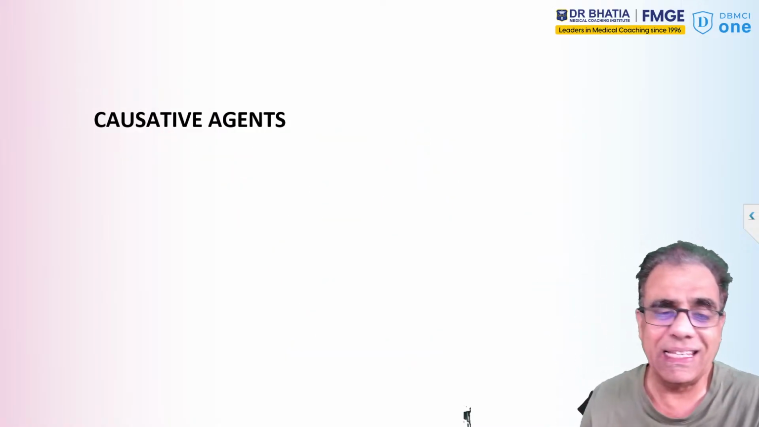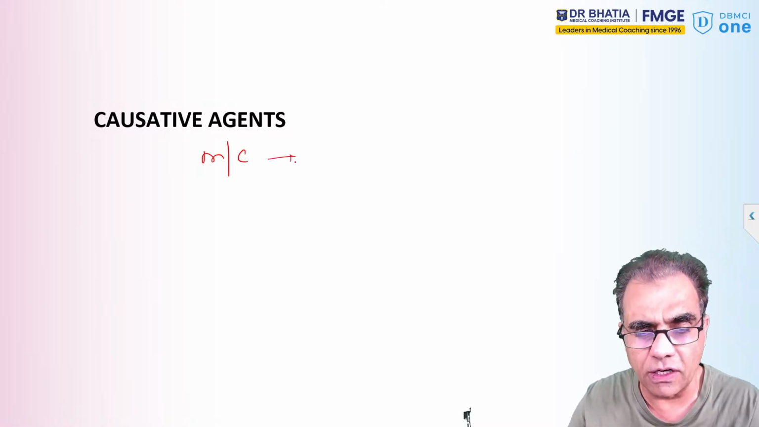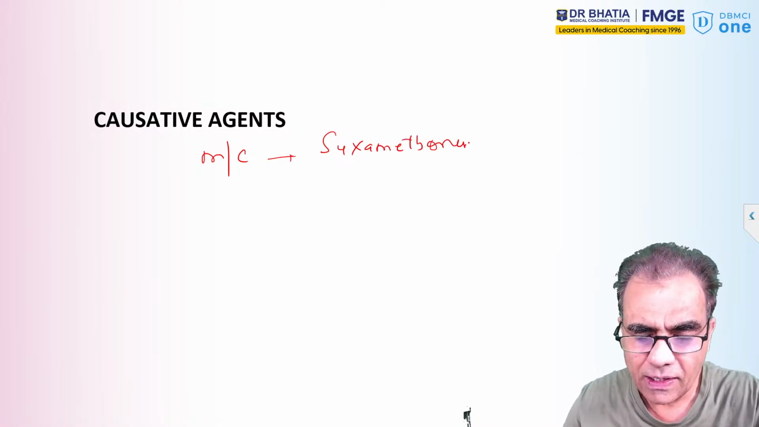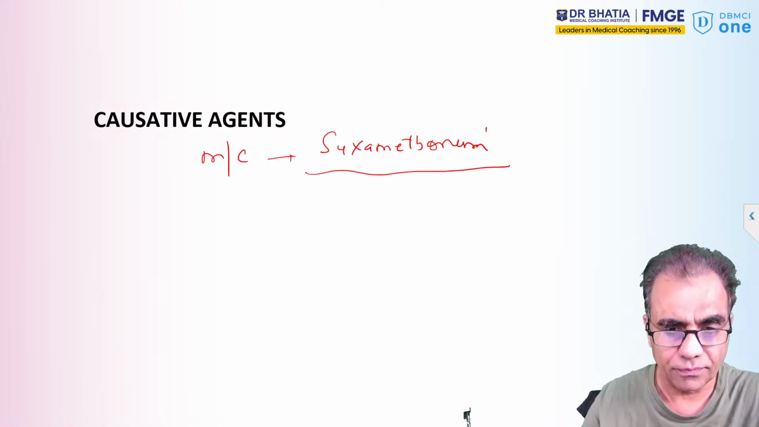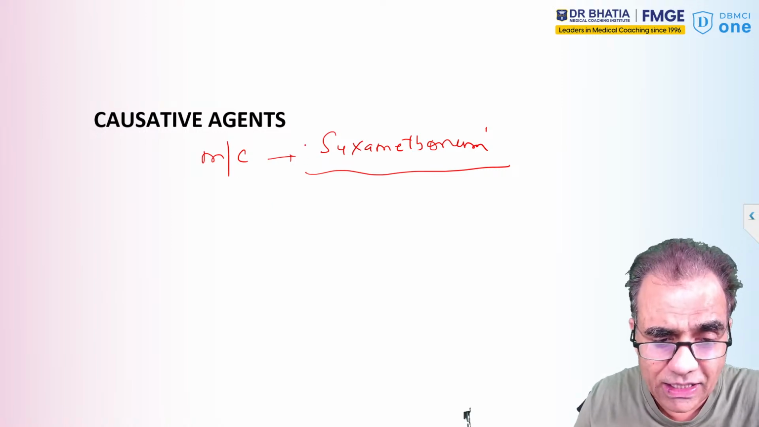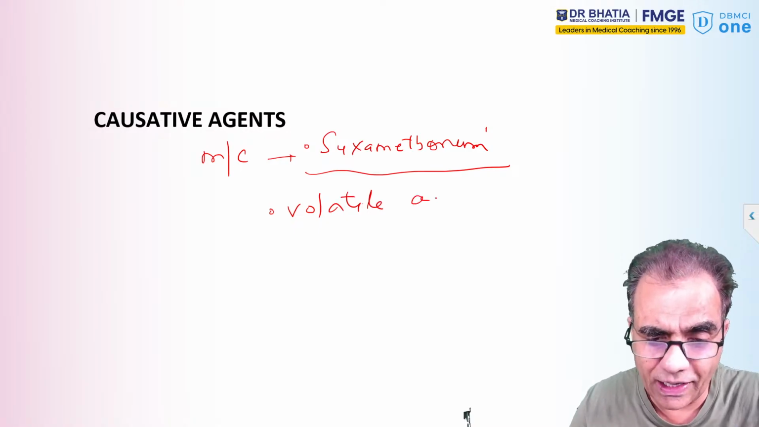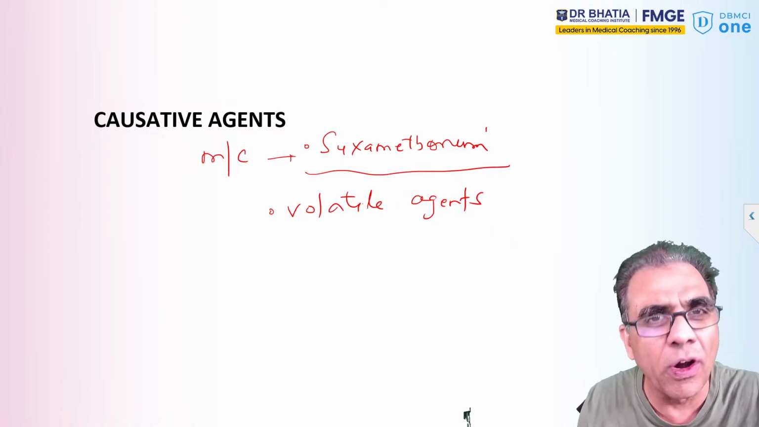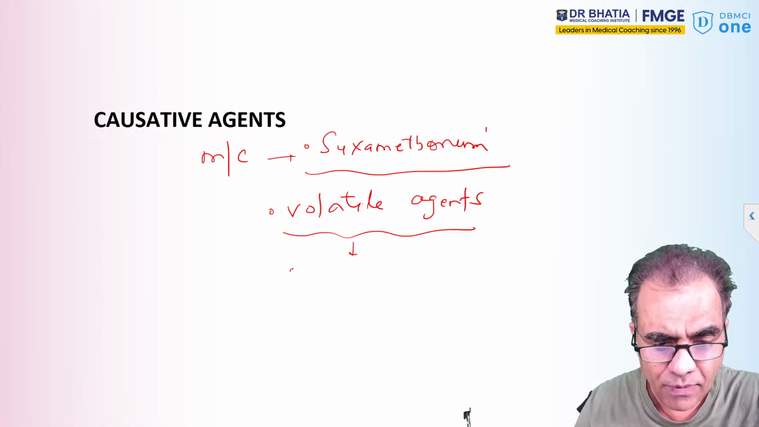Causative agents in anesthesia: the most common causative drug is succinylcholine. Then, all other than succinylcholine, all volatile inhalation agents, that is halothane, isoflurane, sevoflurane, desflurane. So all volatile agents can trigger malignant hyperthermia, but most commonly it is seen with halothane.